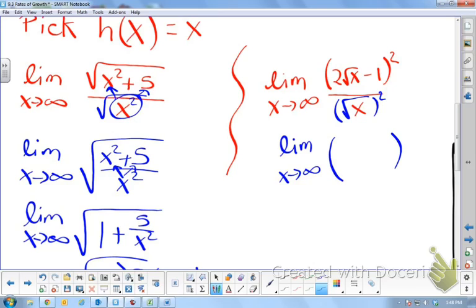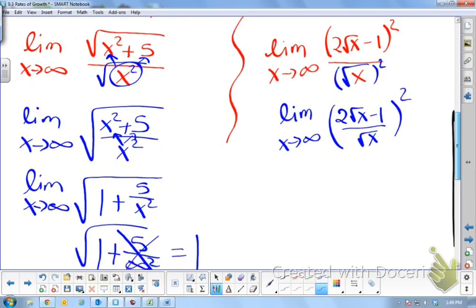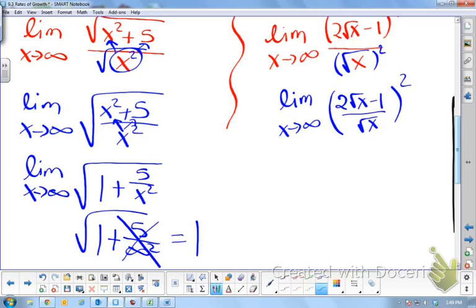I can combine this to be 2 square root of x minus 1, all over square root of x squared. We're doing our properties of exponents backwards. We're used to taking this and distributing the square to the top and to the bottom. We're undoing that now. And then I want you guys to finish this, because you're going to finish it the exact same way. You're going to divide square root of x into both. You're going to see what happens when you plug in infinity. So I want you guys to finish this problem.